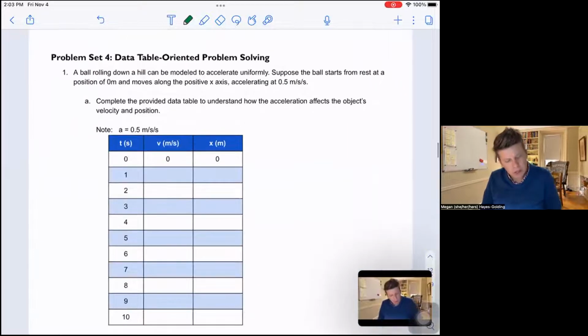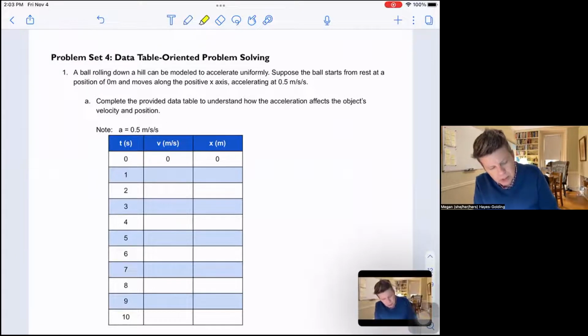A ball rolling down a hill can be modeled using uniform or constant acceleration. Suppose the ball starts from rest at a position of 0 meters and moves along the positive x-axis, accelerating at 0.5 meters per second squared. Complete the data table.